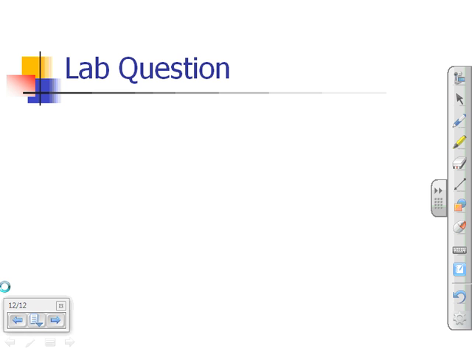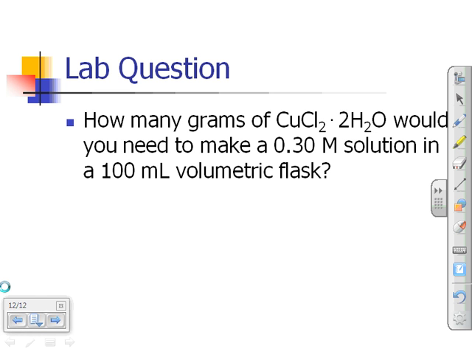One last thing, lab coming up on Friday. This is the first question. Same type of a problem. We'll do it right here. This says, how many grams of copper chloride dihydrate would you need to make a 0.3 molar solution in a 100 milliliter volumetric flask?